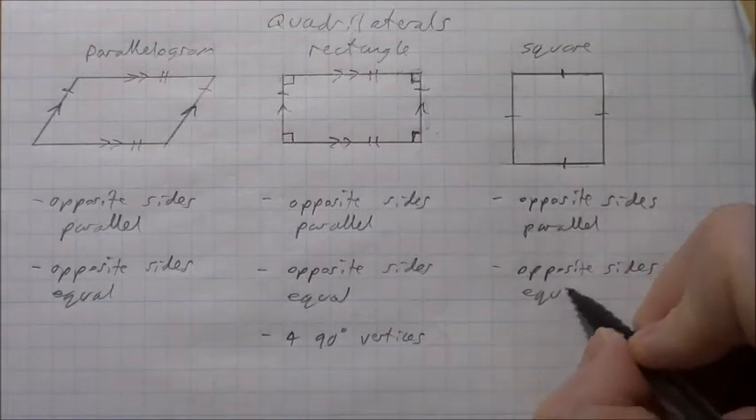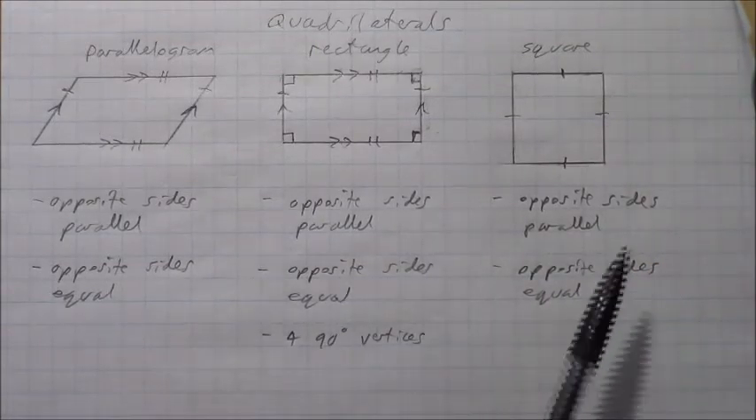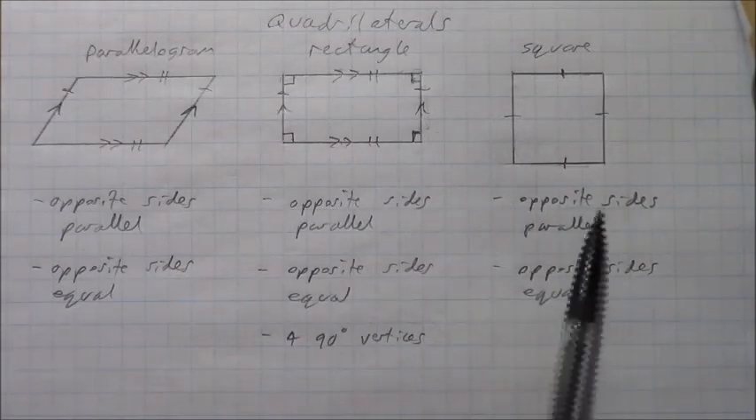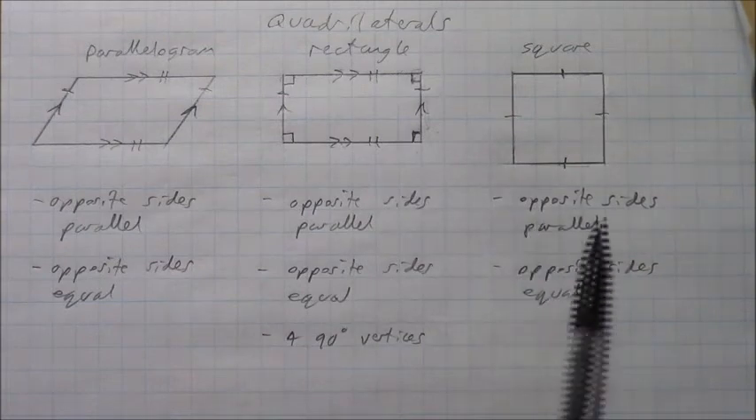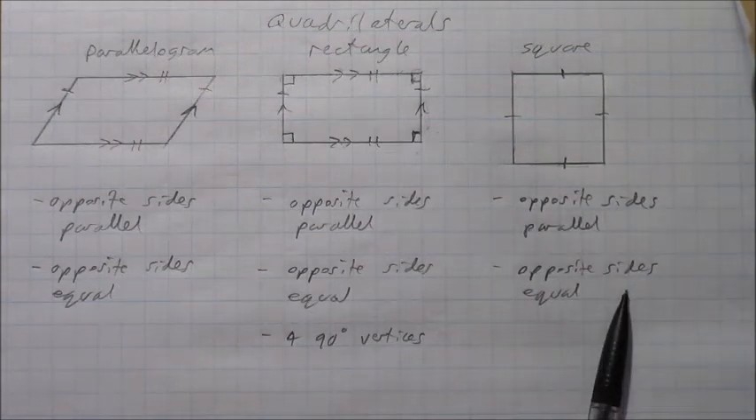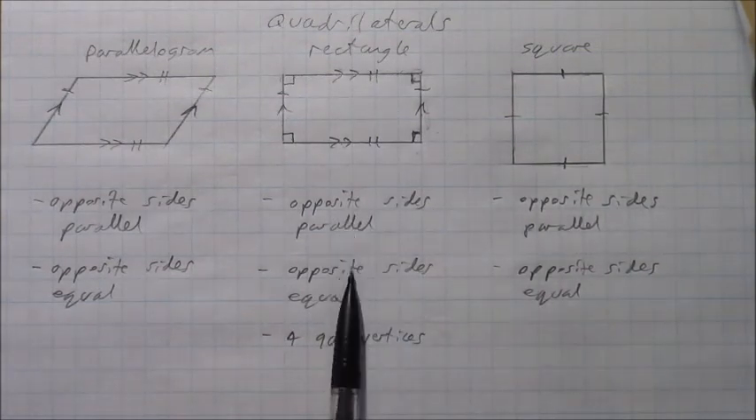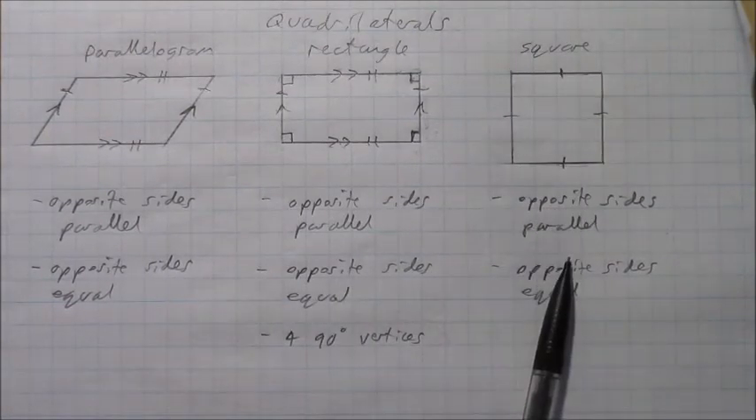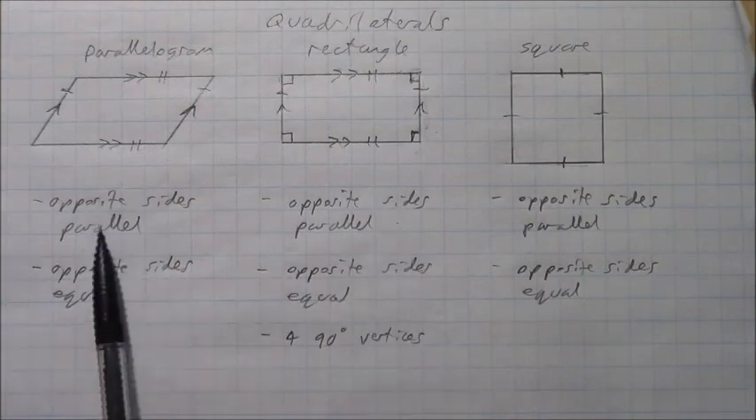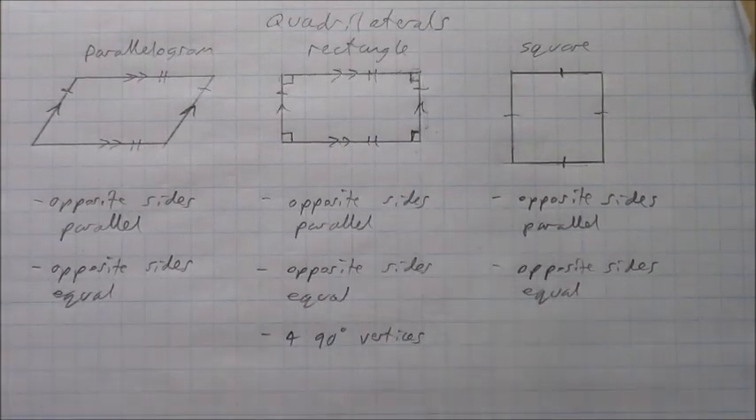Equal in length. So we notice from a square that the square is, of course, with the opposite sides parallel and opposite sides equal, which are the same for rectangles and parallelograms. That means that in general, a square is actually a rectangle and is actually a parallelogram as well. Okay, so it's just a special type of each of these.